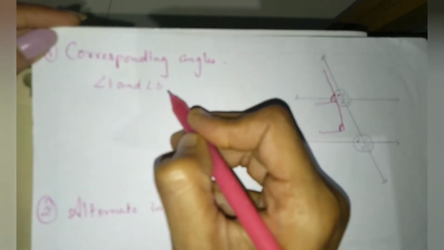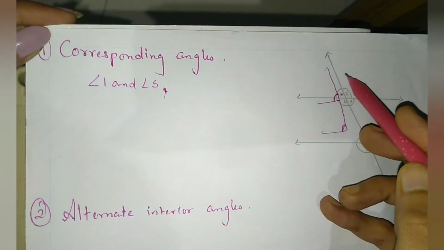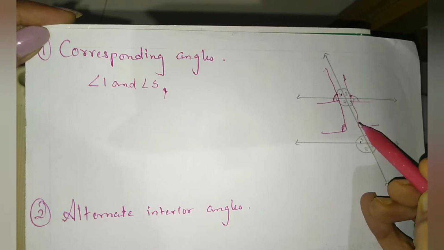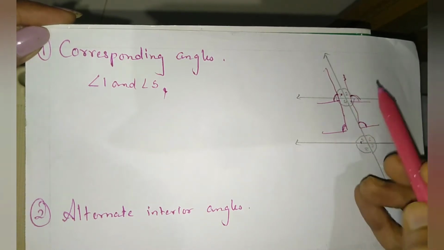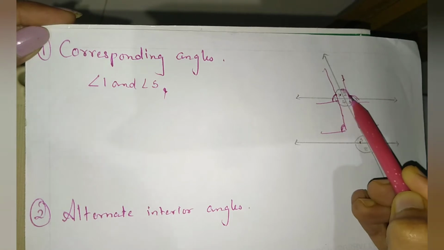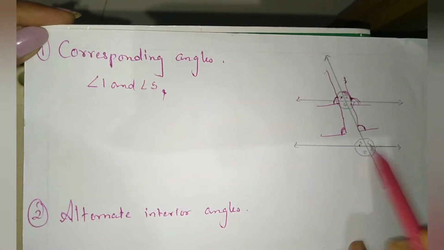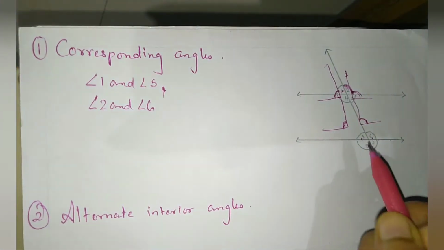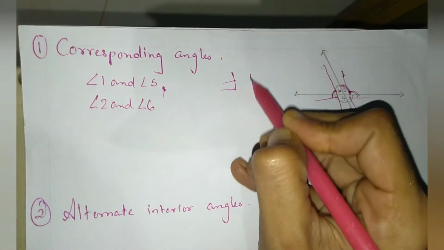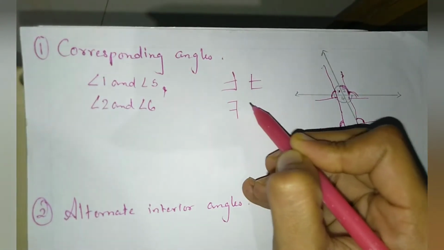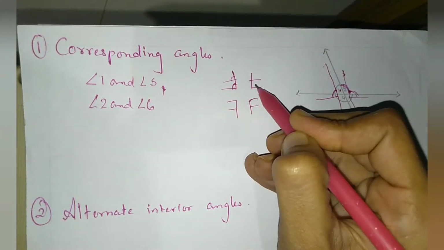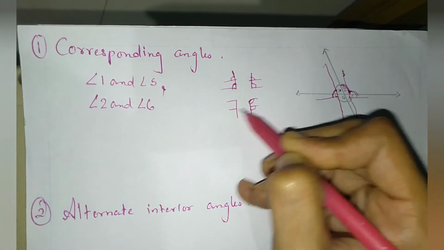Another pair is like this way, an F. If it is this, we have to take the inner side angle. Now see, it is 2 and 6, so angle 2 and angle 6 are corresponding to each other. Now say like this way, this F and this F. Whichever angles are formed here, they are called corresponding.